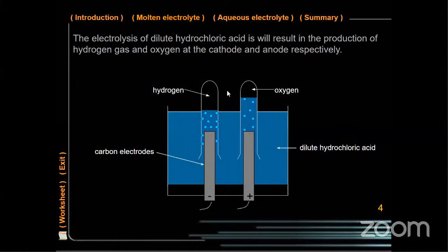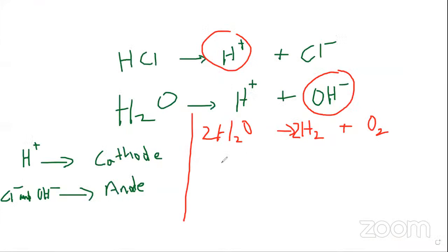Now, the other thing I wanted to show you was why the volume of hydrogen is twice the volume of oxygen. At the cathode, what happened was we had hydrogen ions. Let me use a different color. We had hydrogen ions.